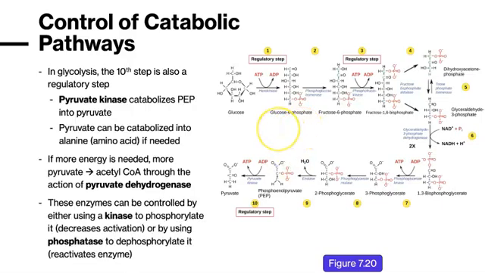The last part of glycolysis we'll talk about as far as a regulatory step is the last step, the 10th step here, where we have PEP being turned into pyruvate utilizing the enzyme pyruvate kinase. And this can be converted into alanine, the amino acid, if needed as well. We see that if more energy is needed, then we want to create more pyruvate, and then that gets turned into acetyl-CoA through an enzyme known as pyruvate dehydrogenase. These enzymes can be controlled by either using a kinase enzyme to phosphorylate it, which actually is going to decrease activation, or utilizing the enzyme phosphatase to dephosphorylate it, meaning taking a phosphate off, and that helps to reactivate the enzyme.